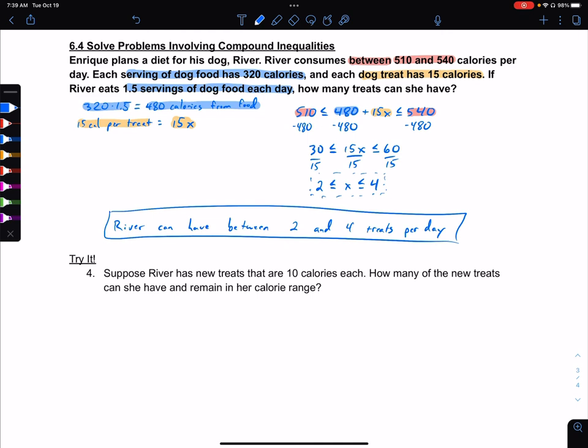Always make sure you actually answer the question. It does say how many treats can she have. Just solving the inequality, this right here, is the solution to the inequality, but it doesn't answer the question. We want to put it in context. So make sure you do that. Setting up an inequality usually is not too bad. You normally just have to decide whether it is going to be an and or an or statement. In this case, it was an and statement because we have a minimum and maximum, and we're trying to stay between those two numbers, not on the outsides of those numbers. So there you go, and that is all.